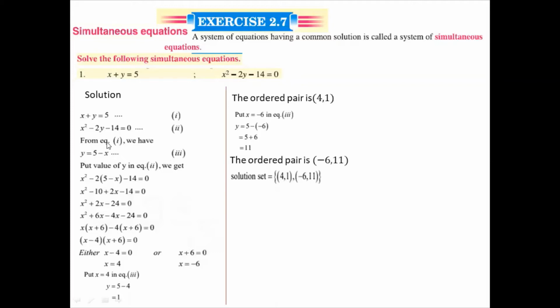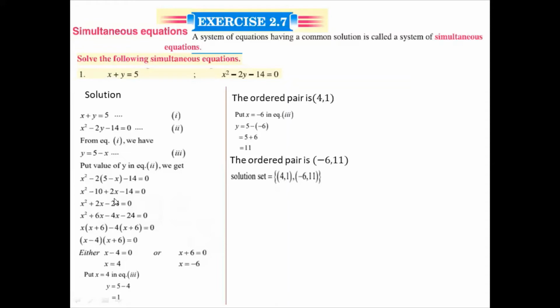We get x square minus 2 into the value of y, 5 minus x, minus 14 is equal to 0. Now we have to multiply this by 2. So x square minus 10 plus 2x minus 14 is equal to 0. After simplification, we can write this as x square plus 2x minus 24 is equal to 0. So we have to factorize this.